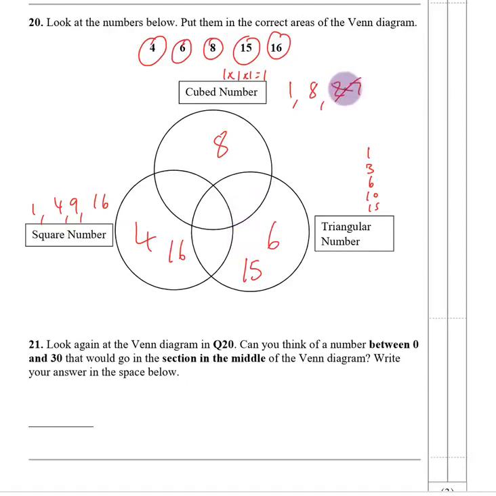Okay, now the fact that we've done this, now it helps us with 21 as well. Look again at the Venn diagram in question 20. Can you think of a number between 0 and 30 that would go in the middle section of the Venn diagram? So we need a number that goes in here. That is a cube number, that is also a square number, that is also a triangular number. And if you notice here, there is one number that you've written in all 3 of your lists, which is this number here. Number 1 is a square, it's a cube, and it's a triangular, which would go in the middle. So your answer would be 1.